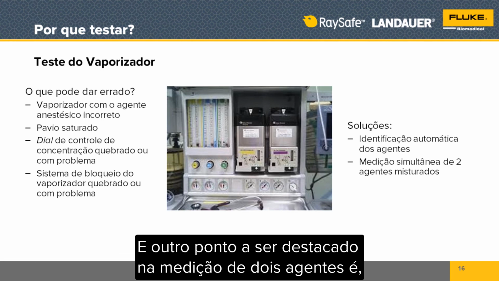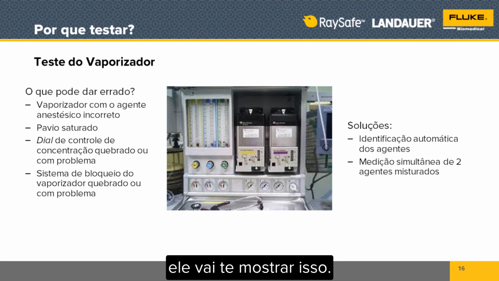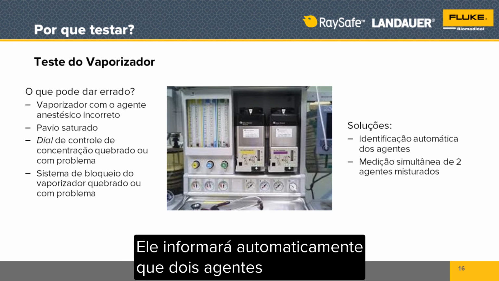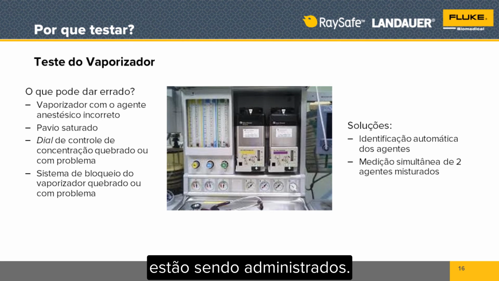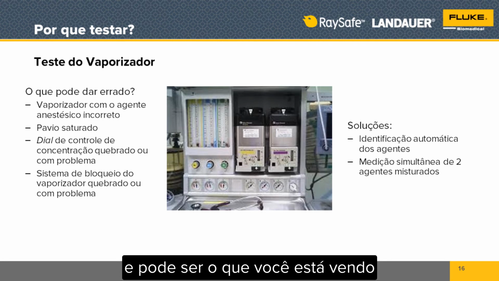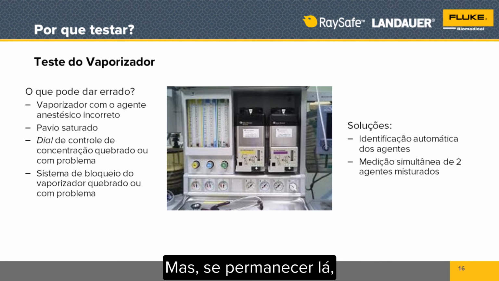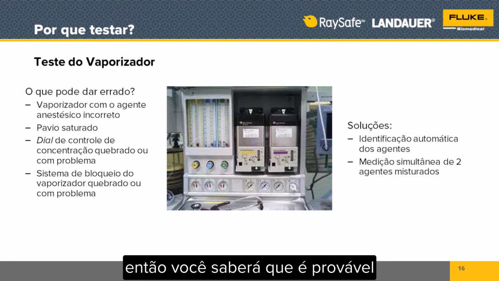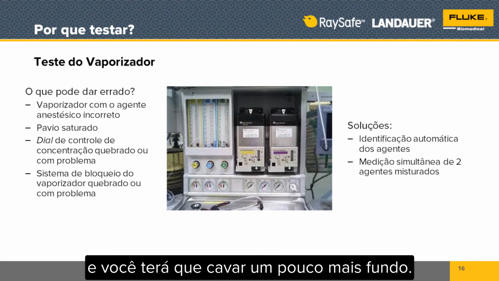And another point to make on measuring two agents is it'll automatically show you that two agents are being administered. And if that doesn't go away over time, even with flushing the system, then you know that something's wrong. Because there could be residual agent, and that might be what you're seeing, which would go away over time. But if it remains there, then you'll know that it's likely an interlock failure, and you'll have to dig a little bit deeper.